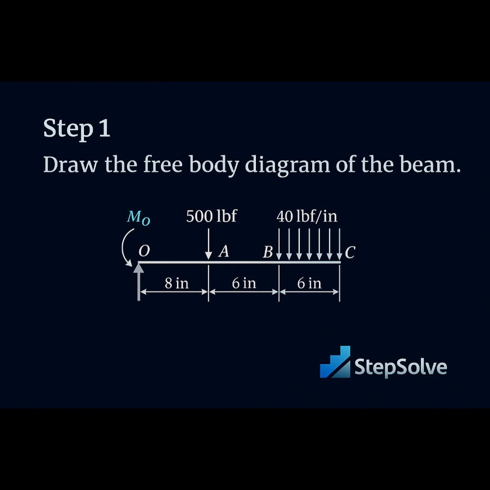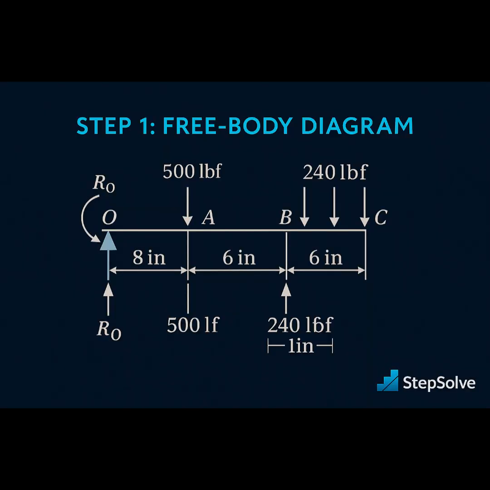Our mission: find the reaction force and moment at O, then figure out the shear and bending moment all along the beam. Step 1. The free body diagram, because statics without an FBD is like coffee without caffeine. At O, we've got an upward reaction, RO, and a counterclockwise moment, MO. At A, slap that 500 lbf downward arrow. From B to C, the distributed load gets replaced with one single force, 40 multiplied by 6 equals 240 lbf, acting downward at the midpoint, which is 3 inches from B. Now everything's simplified and ready for some good old-fashioned equilibrium.